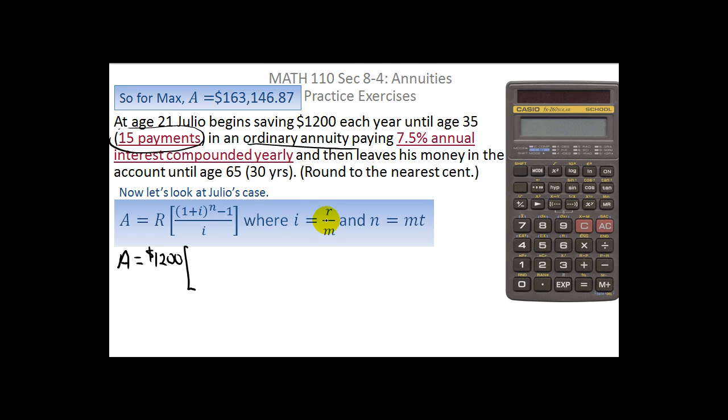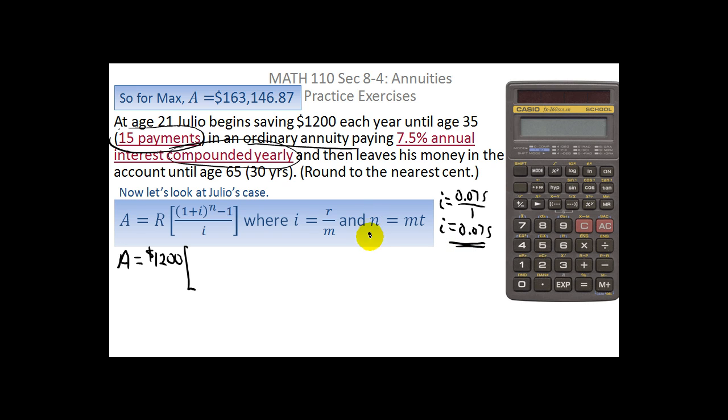He's putting in $1,200 a year. Little i is r over m, but we calculated that in the last problem, so I'll write it down again. It's 7.5%, so it's 0.075, divided by 1 because he's only putting it in yearly. It's compounded yearly, which means m is equal to 1. So i is equal to 0.075, the same i as in the last problem we calculated for Max.